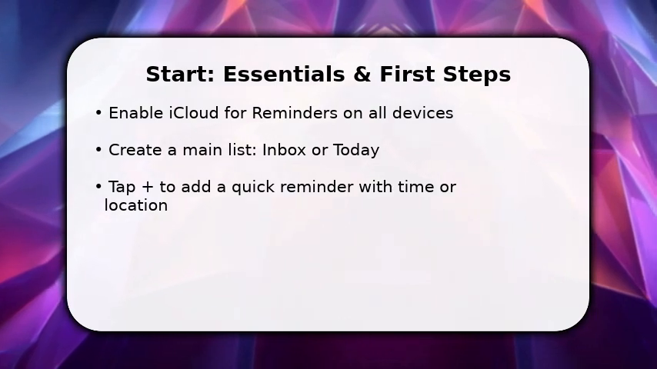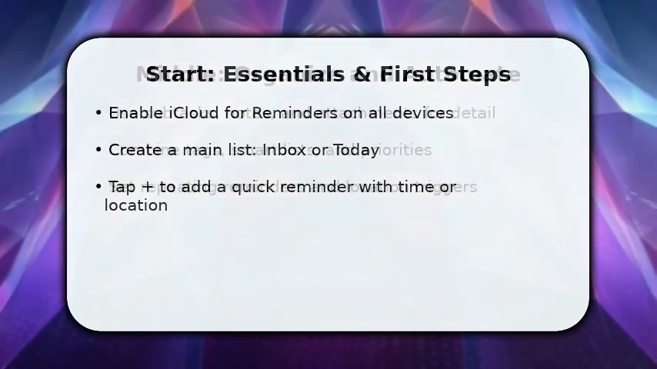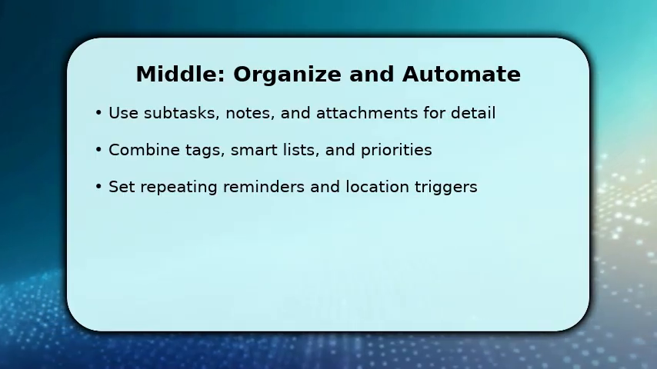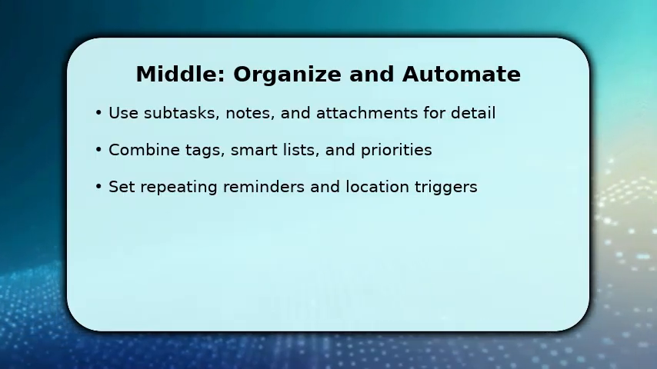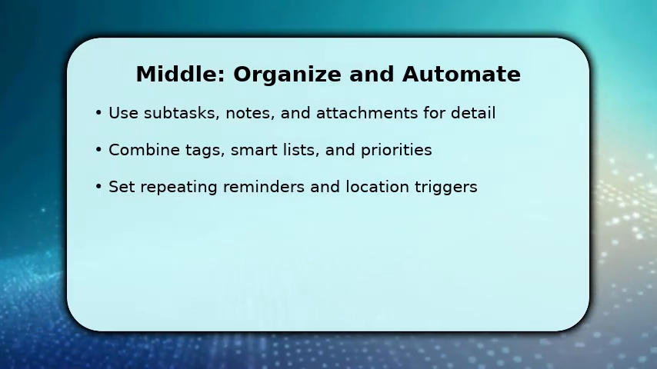Now you'll refine captured items into manageable tasks. Break larger items into subtasks and add notes or attachments to store context. This prevents vague one-liners from stalling progress. Once done, tag items and use priorities so smart lists can surface what matters.